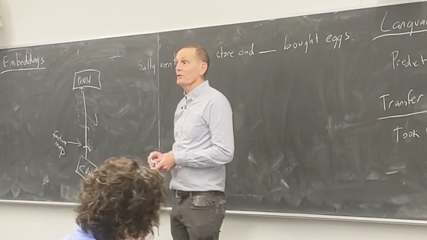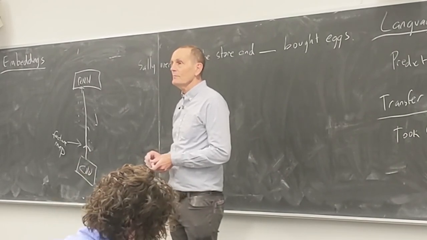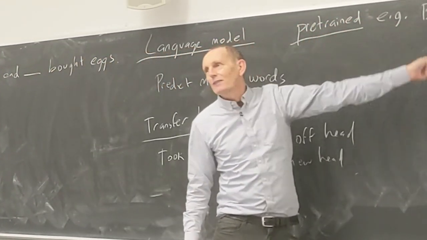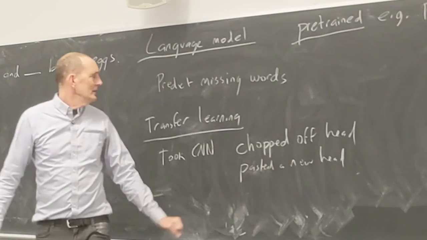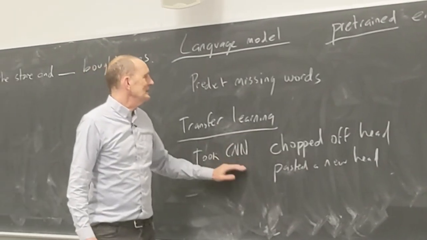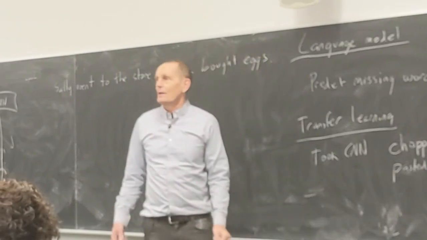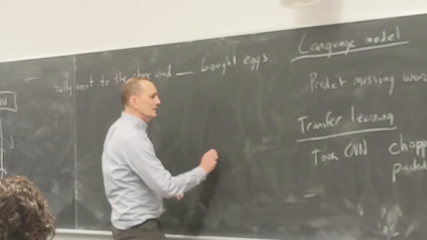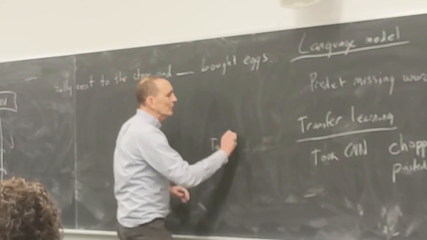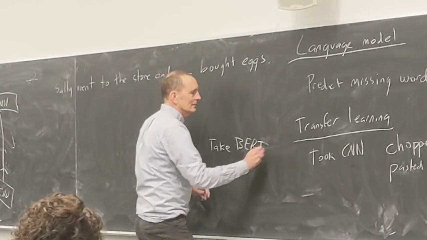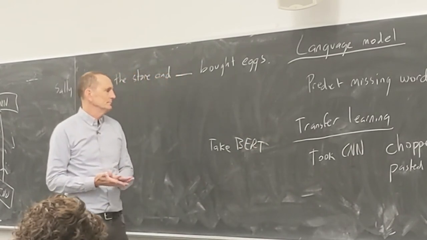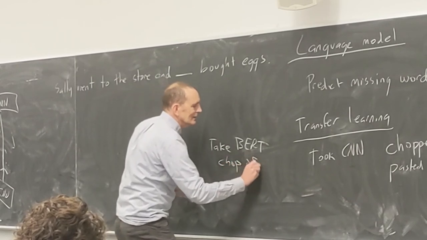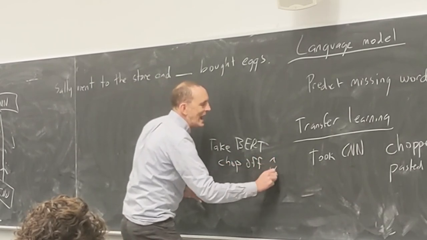There are pre-trained language models for lots of different languages. So the idea is take this language model and use it whenever you're dealing with a language. So for transfer learning, we take a CNN, chop off the head, paste a new head, and then do what we want in that new head. For here, we'll take BERT, let's say. We'll chop off the y hat part.